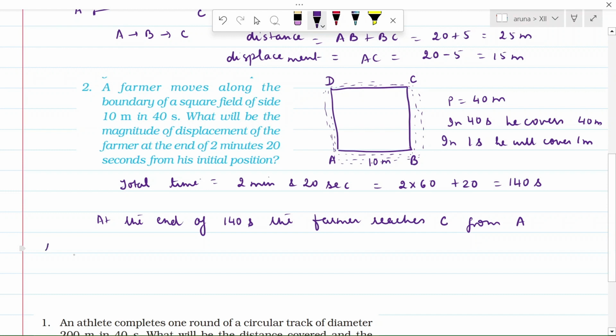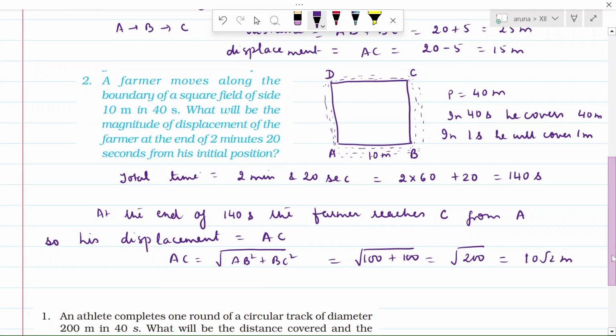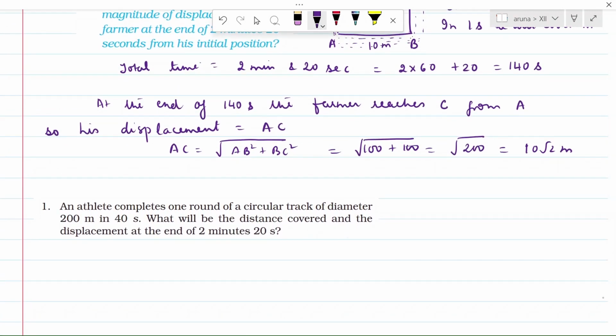So his displacement is equal to AC, which again you can find out using Pythagoras theorem. AC is equal to the square root of AB squared plus BC squared, which is 100 plus 100, under the root 200, or 10 root 2 meters. That will be the displacement. So distance and displacement questions are not tough as long as you are able to apply the concept correctly.